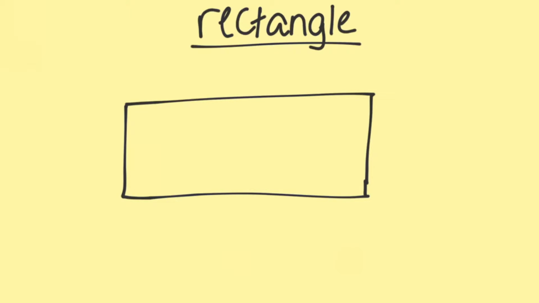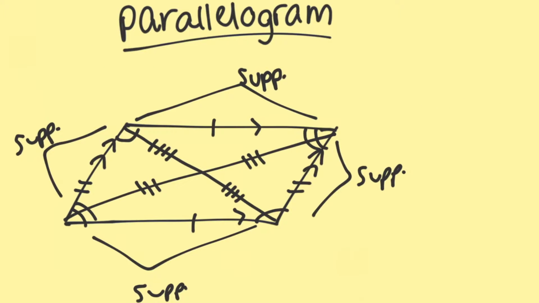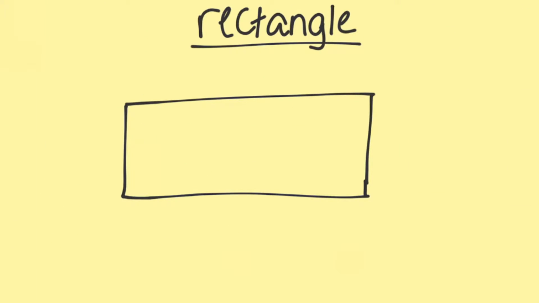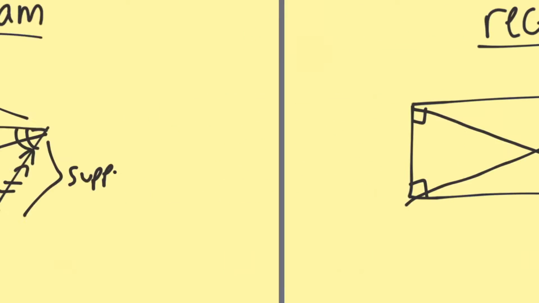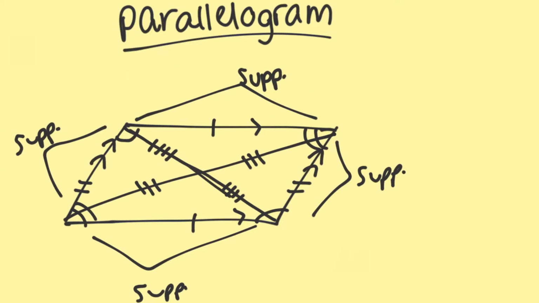A rectangle is a specific type of parallelogram, meaning it has all of these properties, plus it has to have 4 right angles, and then the diagonals, not only do they bisect each other, but the diagonals are congruent. Notice they weren't congruent here. These two are going to be shorter than the ones that are going further out.